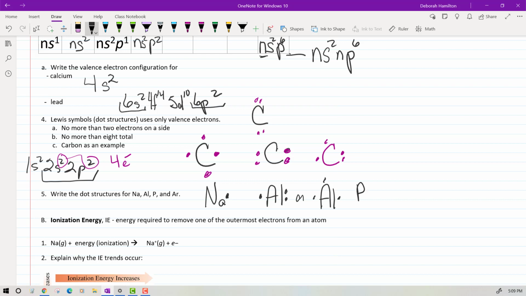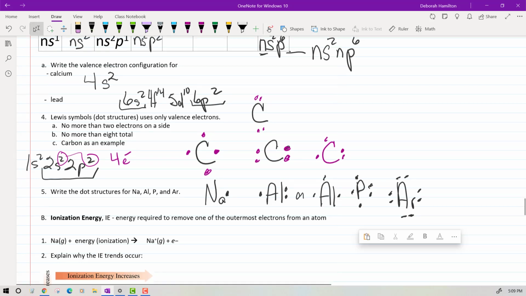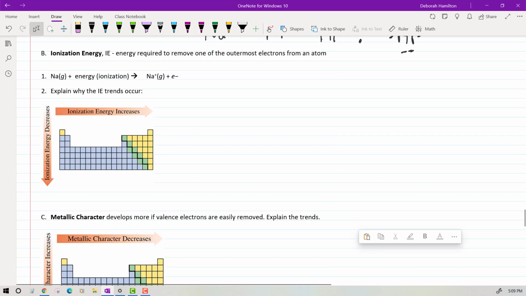All right, phosphorus will have 5. 1, 2, 3, 4, 5. And then argon's going to have 8. I'm already putting a bracket around it. Argon's going to have 8, 2 on each side. Okay? You don't want to ever put more than 2 on a side. So that's how you do dot structures. Okay? Lewis electron dot structures.